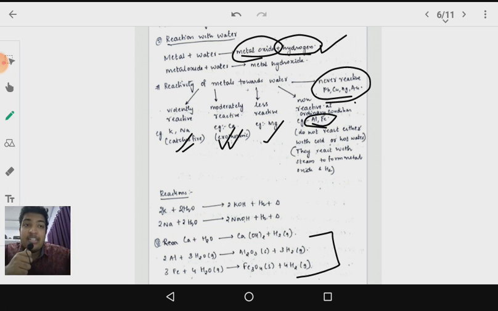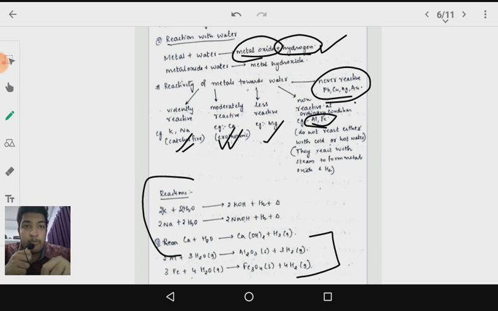So here you can see the various equations. If a metal is reacting with water, some can form hydroxides as well. That is these three: potassium, sodium and calcium. Potassium can form potassium hydroxide, sodium can form sodium hydroxide and calcium can form calcium hydroxide. Whereas the elements such as aluminium, iron, etc., will form their corresponding oxides.